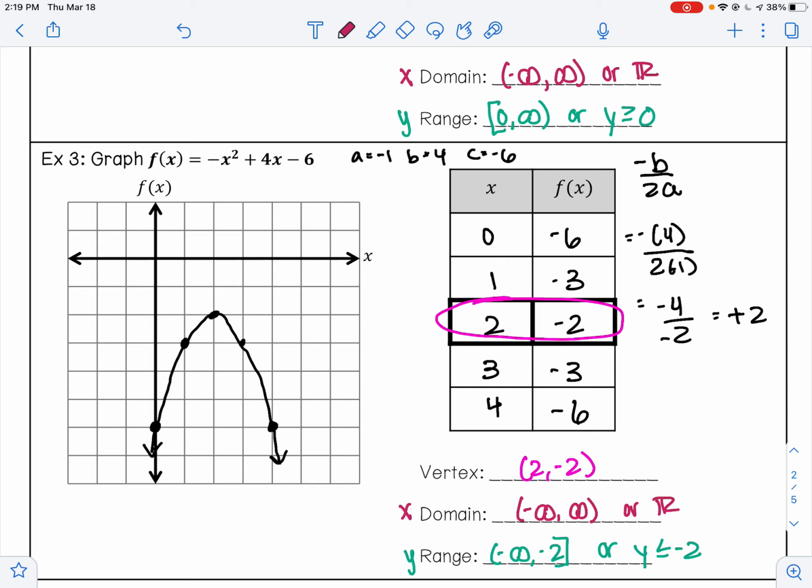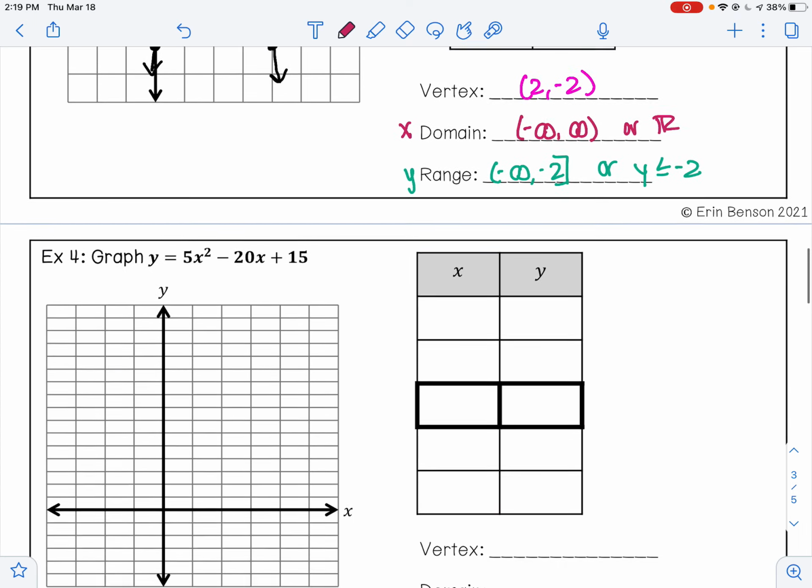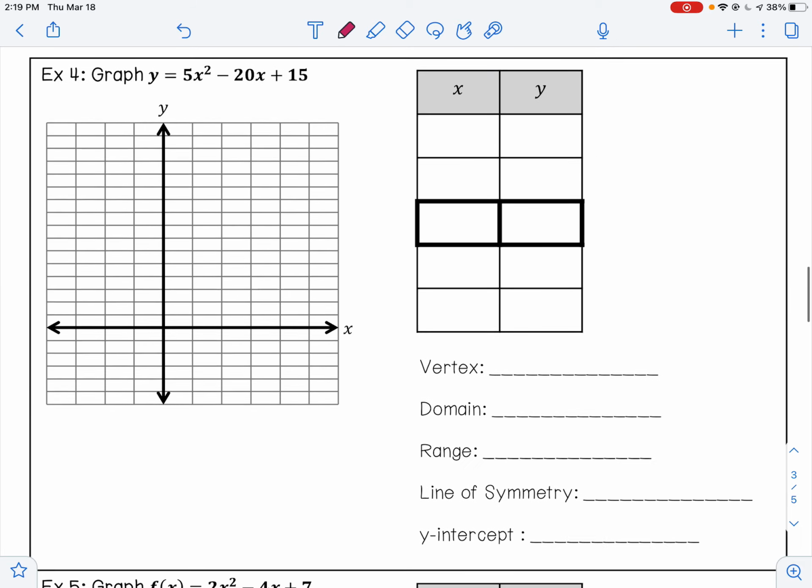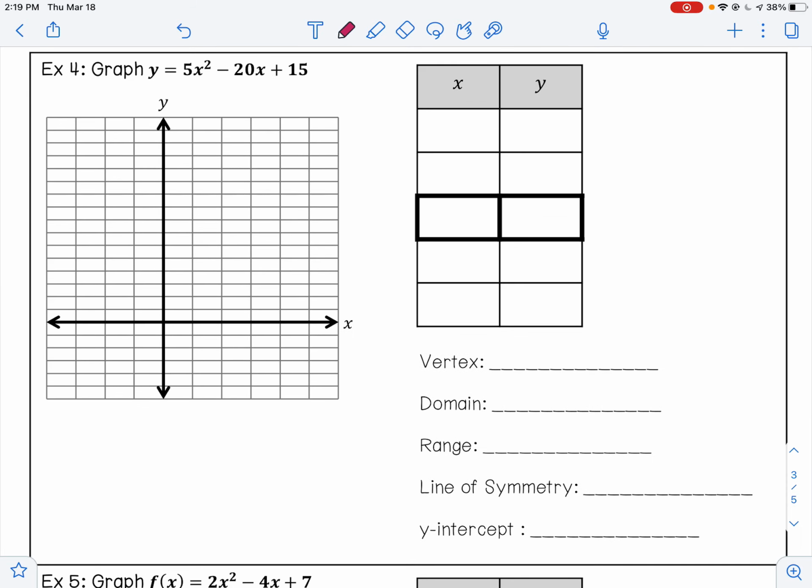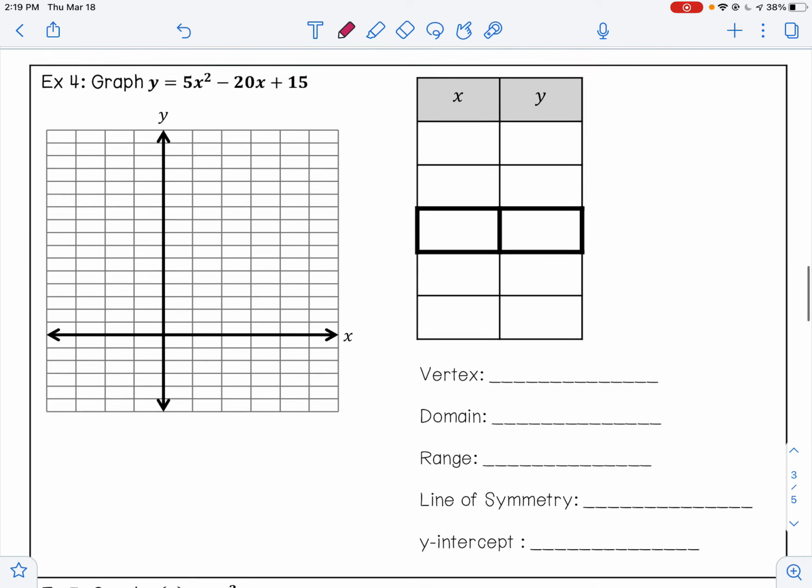What I would like you to do is go ahead and pause this video and see what you can do on examples 4 and 5. So go ahead and try those ones.